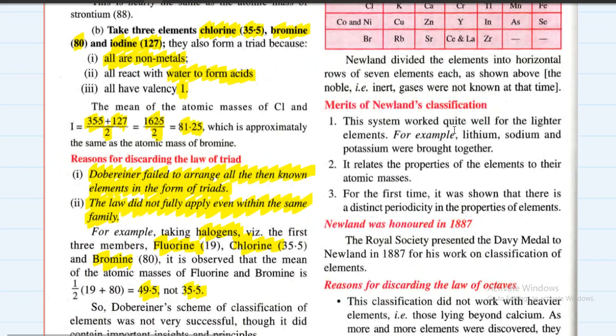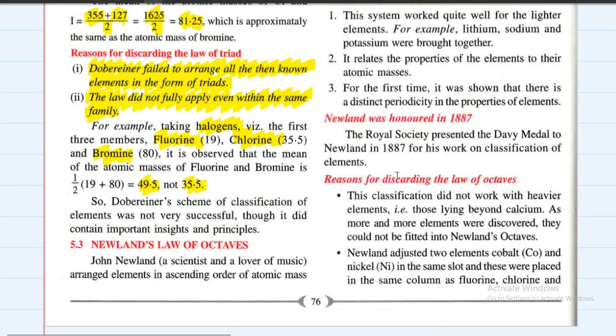This system worked quite well for the lighter elements. For example, lithium, sodium, potassium were brought together. It relates all the properties of elements to their atomic masses. For the first time, it was shown that there is a distinct periodicity in the properties of elements.